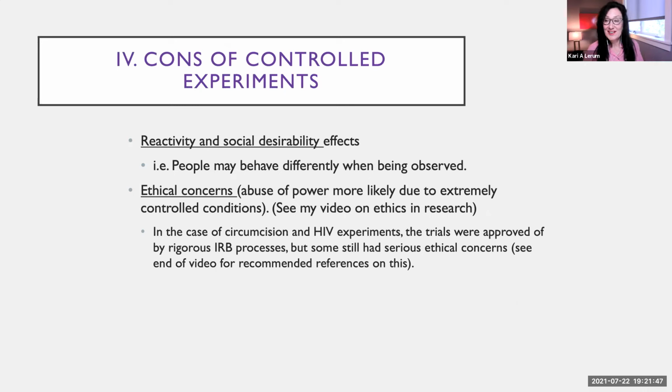I did a video, again, you can see it on YouTube, on ethics in research, where I talked about some very famous abuses of power with the Tuskegee syphilis experiment, the Nazi regime experiments, the Zimbardo experiment, the Milgram experiment. There's many examples. In the case of circumcision and HIV, the trials were approved by rigorous IRB processes from a number of different countries, but they still had some serious ethical concerns. Some people had some serious ethical concerns. And you can see the end of my video for recommended references on this.